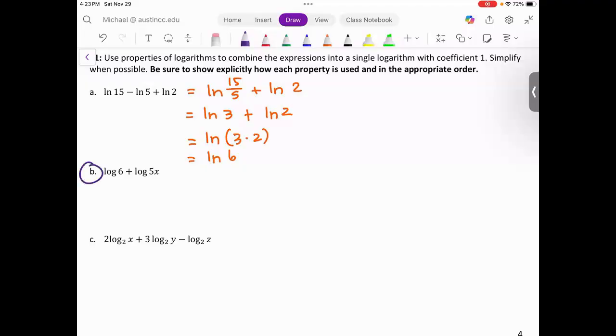Now, log of 6 plus log of 5x. So if we want to combine those two, we use the product property. It's going to be log of 6 times 5x, or log of 30x.